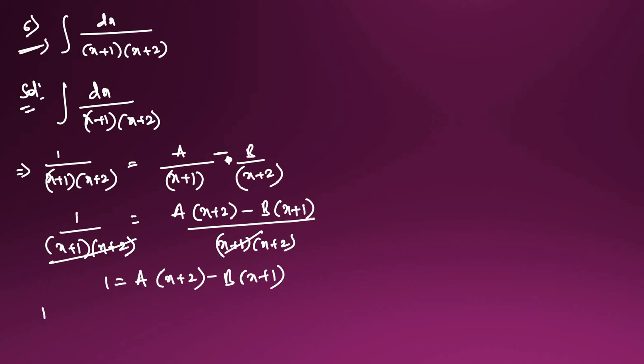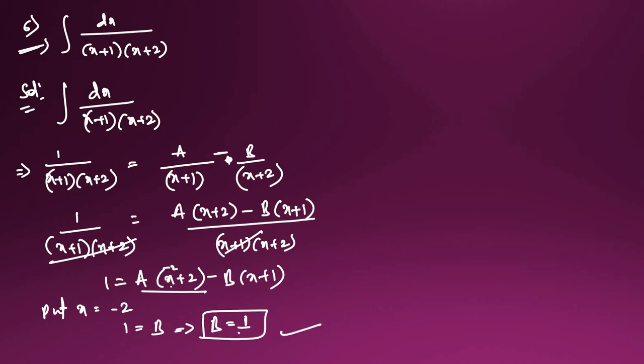So we have to put x is equal to minus 2 first in this one. So it will become 1 is equal to, this term will become 0, because if we put minus 2, minus 2 plus 2 is equal to 0 here. The other term is minus 2 plus 1, which is minus 1, minus into minus, plus b. So b is equal to how much we got? b is equal to 1. See here, friends, b is equal to 1.